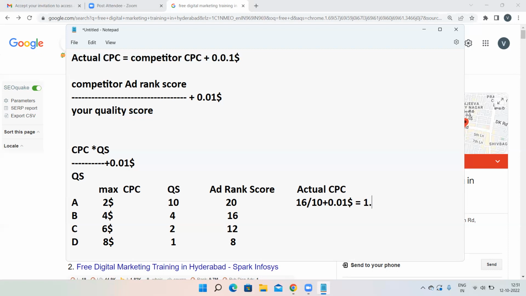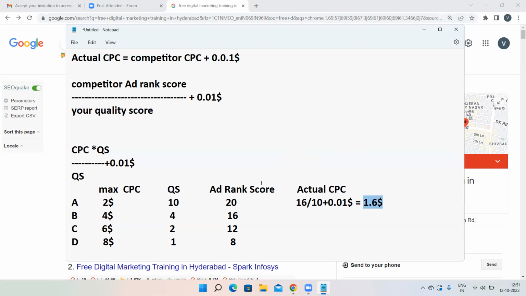It will be around $1.61. What is the maximum CPC, guys? From $0 to $2, Pavitra is ready to spend. But actually, how much is being spent for one click? $1.61, which is between $0 and $2. That is why Max CPC is important: whatever Max CPC you give is just the limit. Actually, $2 will not be deducted from your account. Actual CPC will be different.